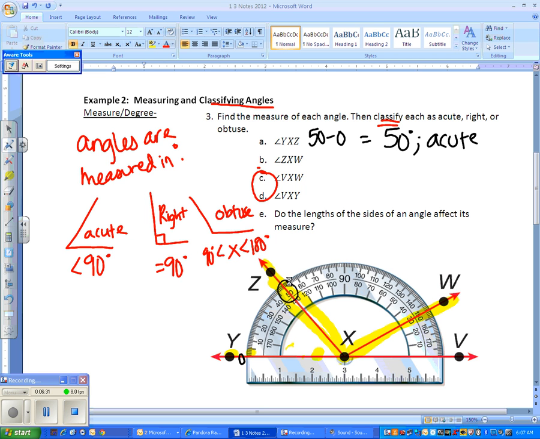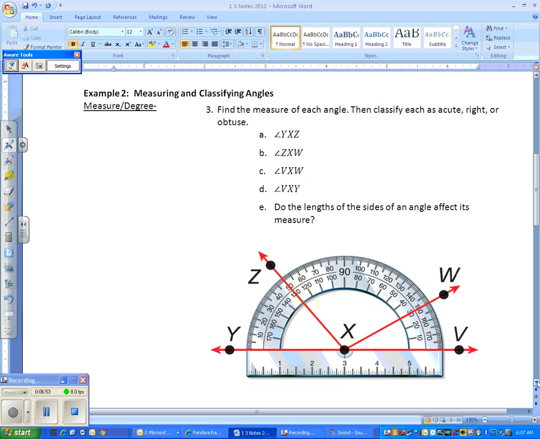So it goes from 50 degrees to 150 degrees. So it doesn't matter the order, just subtract them. Make sure your answer is positive. So I have 100 degrees. That's how big the angle is. And since that's larger than 90 degrees, it's going to be an obtuse angle. Okay, so you're going to try C, D, and think about E. And then we'll talk about it in class.